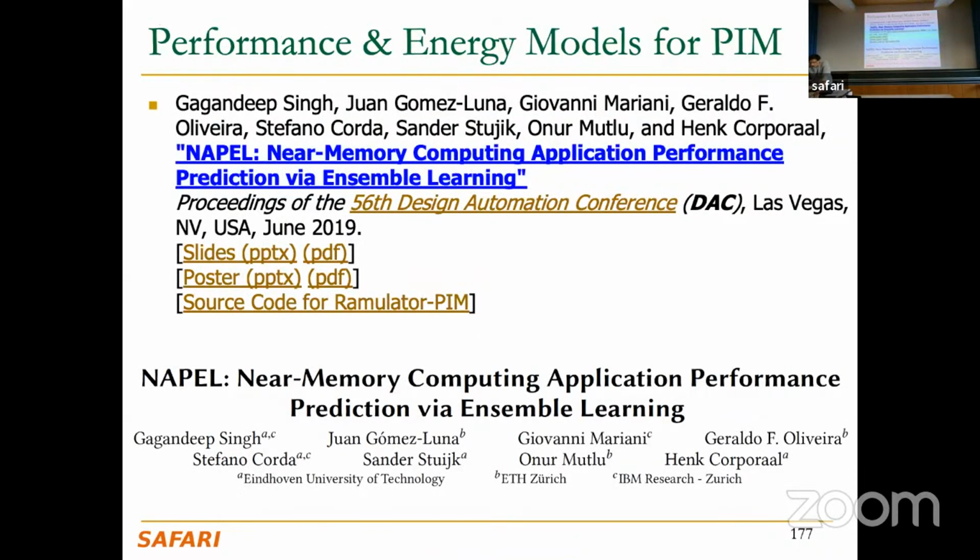Okay, more examples of infrastructures that are needed to enable processing in memory systems. This one is NAPL. This one was a machine learning based model for performance prediction of processing in memory systems. You guys know machine learning is pretty useful to make predictions, right? And there are many different machine learning models. In this particular work, we used random forest because they showed good accuracy in the prediction.